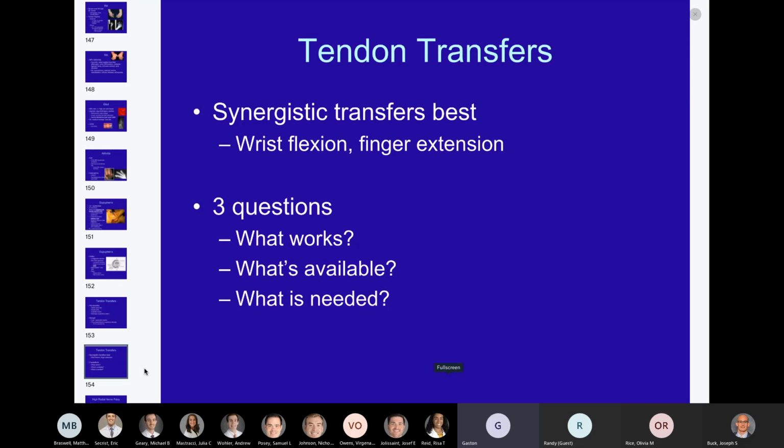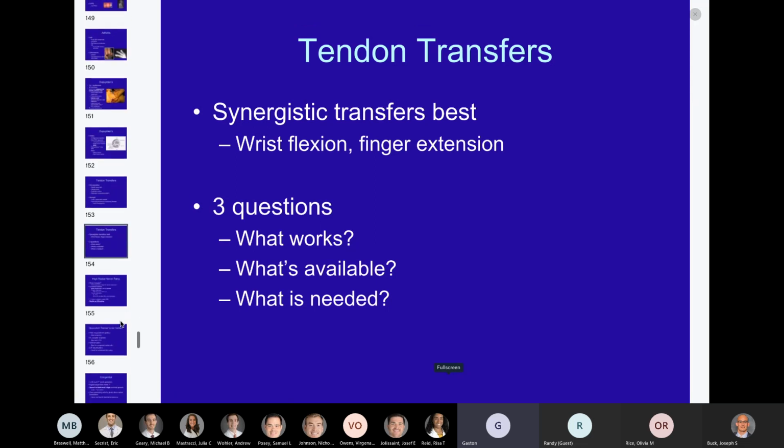So if you take something like opposition, all you're doing is pulling your thumb out of the plane of the palm. So you're not going to choose something like FCU. That's an absolute behemoth wrist flexor to do that. So you're going to look for something little like EIP or palmaris. If you're looking for something like wrist extension, well, that one we'll get to later, but you're going to need something stronger. So let's go to the next slide.